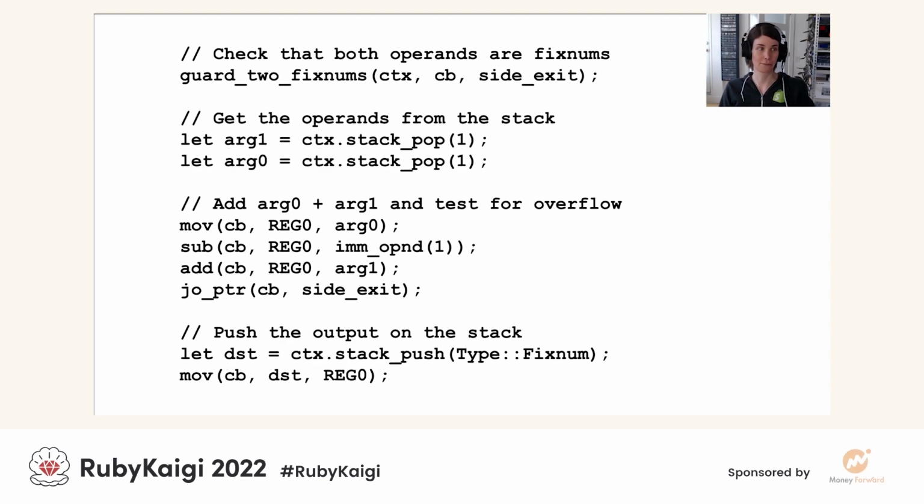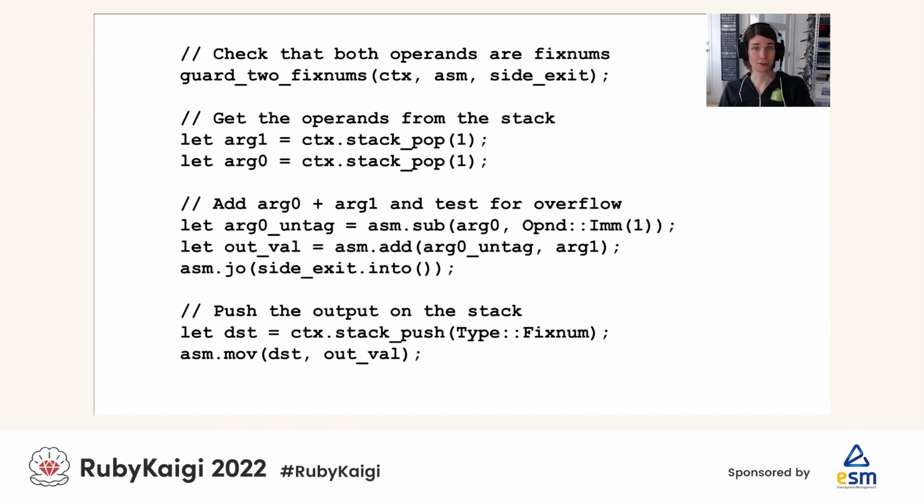So fixnums have the lowest bit set to 1. So by doing a subtraction here, I'm removing one of the tag bits from one of the integers so that I can maintain the fact that the lowest bit is always 1. Prior to the implementation of the backend, we had to manage temporary registers by hand. So here we're using reg0, which was the RAX register on x86.